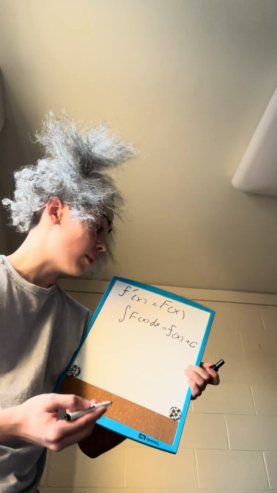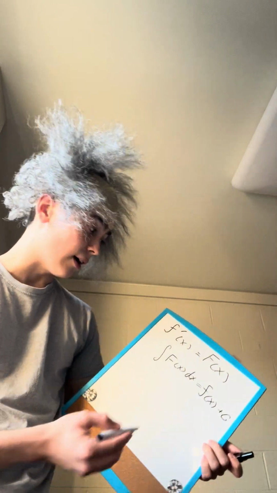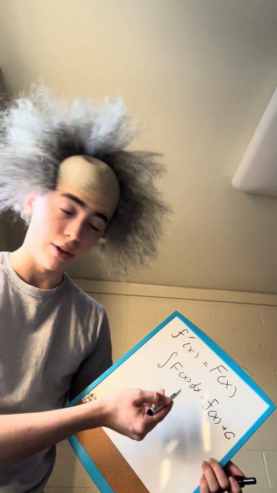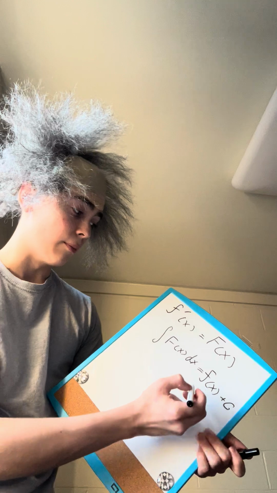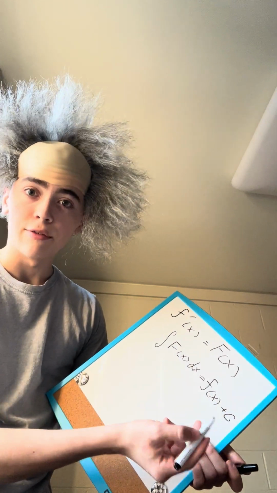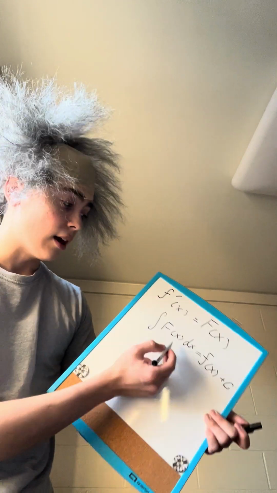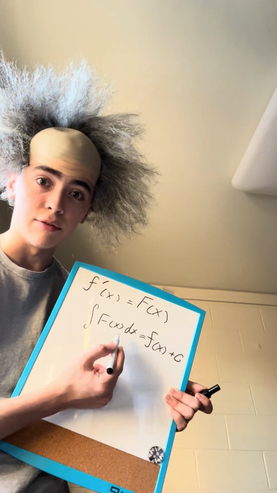We'll review this, but this is essentially saying that the integral, the antiderivative of big F with respect to variable x, is going to be equal to the function little f. As such, if I take the derivative of little f of x, I will in fact get big F of x.